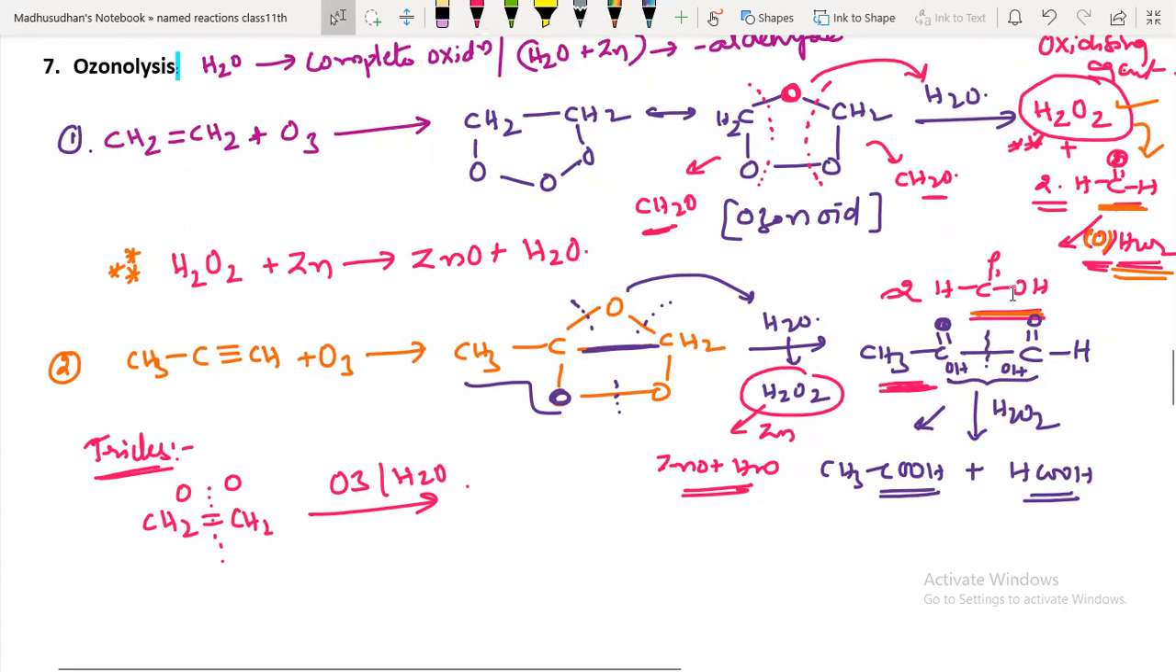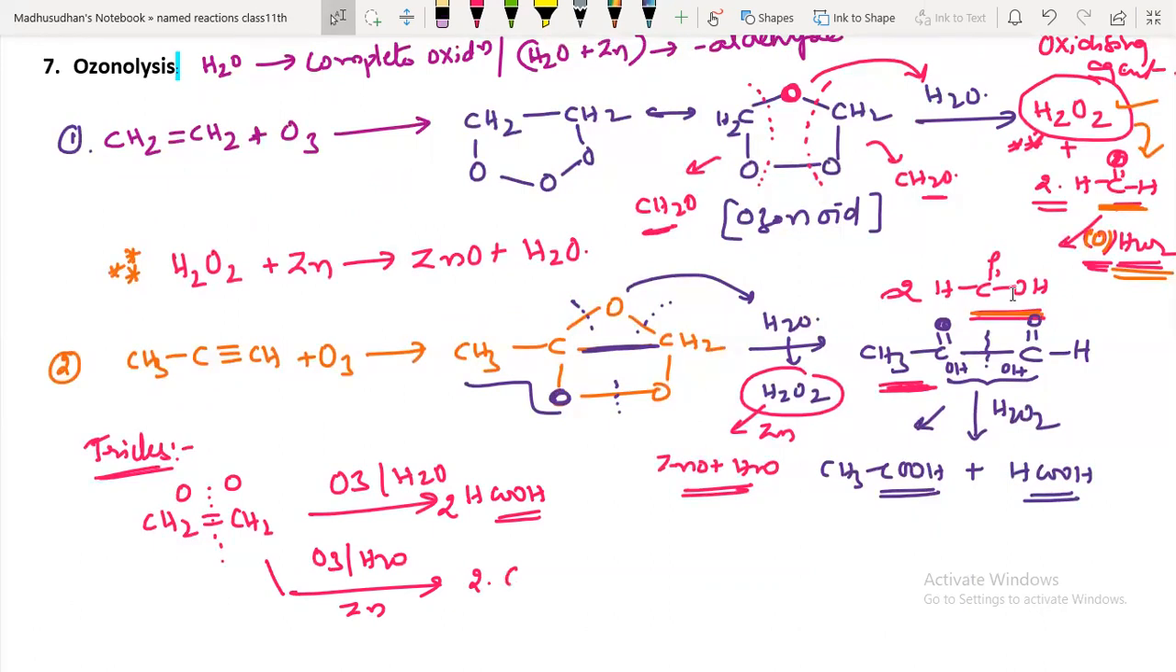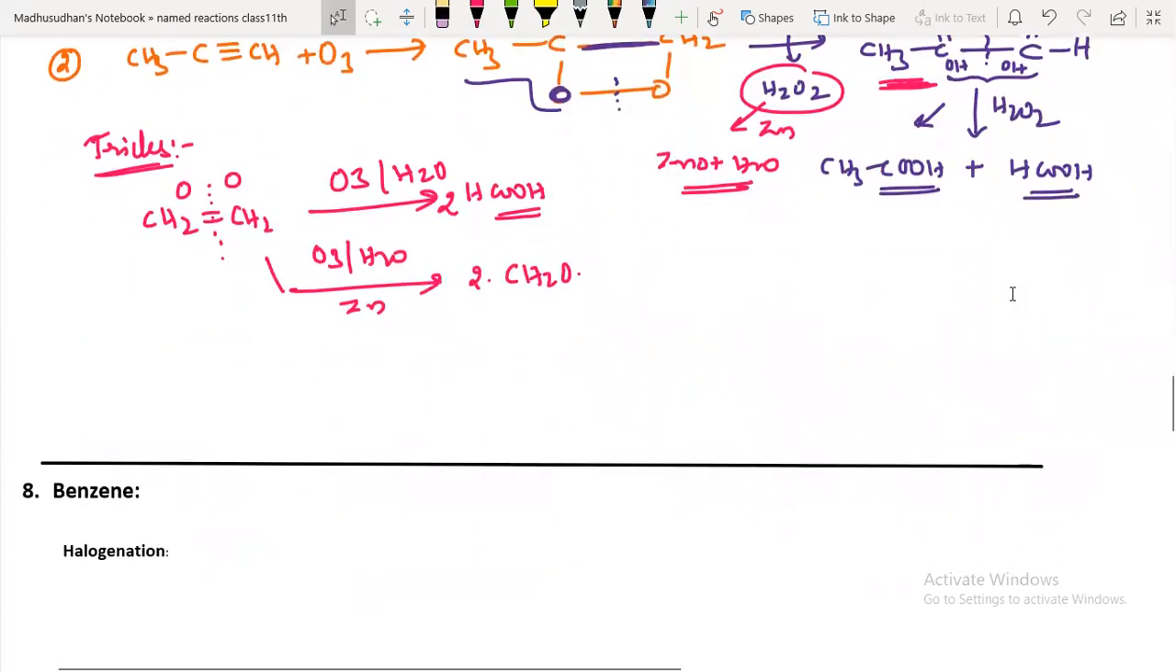So what is the product you can have here? HCOOH, because further oxidation is taking place, 2 moles. If the same reaction is given, ozone on reaction with water, but in the presence of zinc, what is the final product you will get? Formaldehyde. Okay. Next question. So this is the first trick.